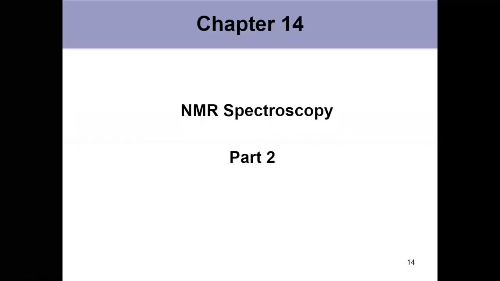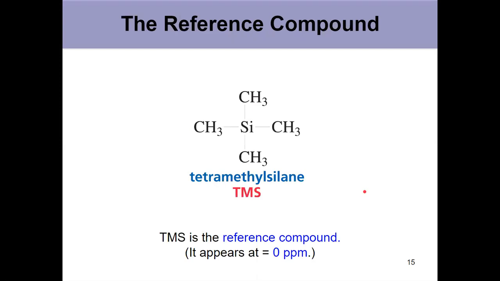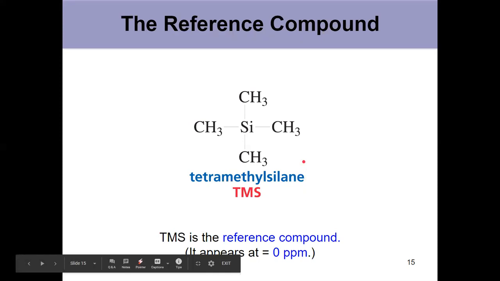Got another 15 slides or so here for part 2 of NMR spectroscopy in chapter 14, talking a little bit more about where these signals appear when we're looking at an NMR spectrum. Now, what's important to know is that everything we're looking at when we're looking at a spectrum is relative to the reference compound. Okay? And the reference compound that we're going to see is TMS, tetramethylsilane.